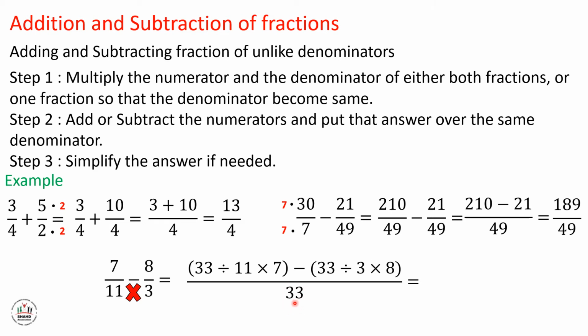Second step, we divide the new denominator by the old one and we multiply the result by 7. So 33 divided by 11 times 7. Again, we do the same for the second fraction, 33 divided by 3 times 8. So 33 divided by 11 equals 3. 3 times 7 equals 21. 33 divided by 3 equals 11. 11 times 8 equals 88. 21 minus 88 equals minus 67. And we keep the denominator as it is, 33.